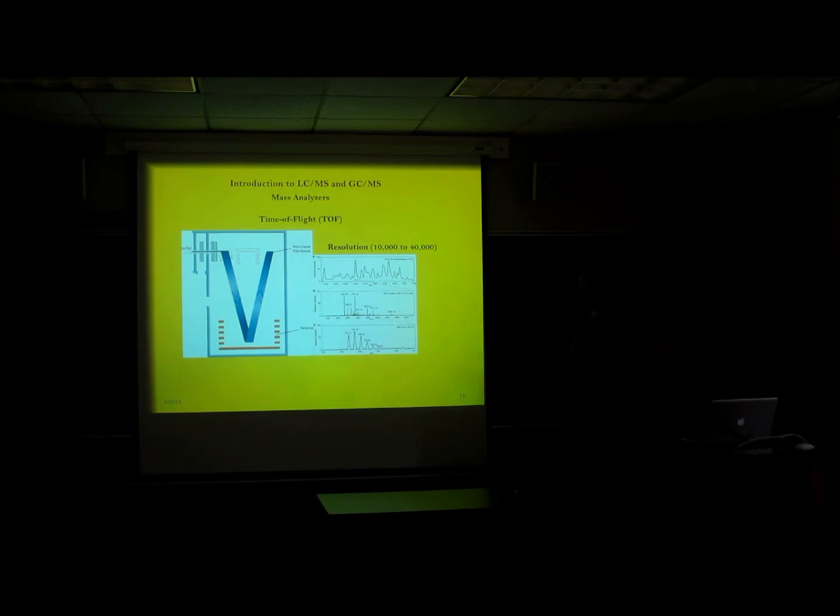The disadvantage of trapping technologies, especially from the standpoint of doing directly combined LCMS, is that the duty cycle is very low. You're spending a lot of time either with an ion trap, trapping those ions within the cell and separating them out, or as you saw with an FTICR, there's a certain amount of time involved in letting those ions precess and separate.